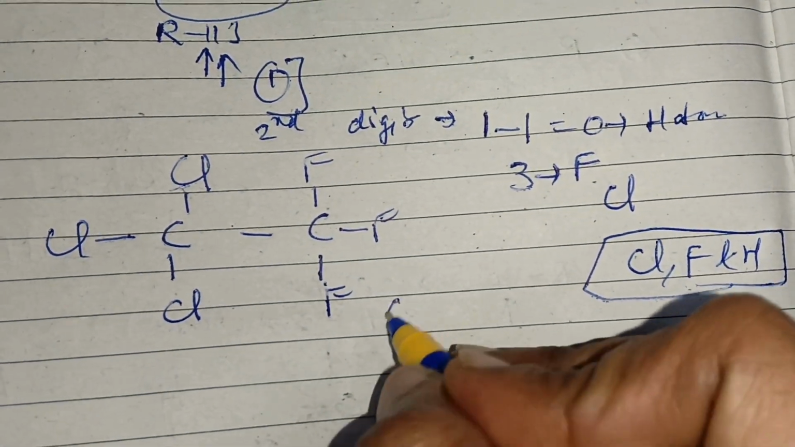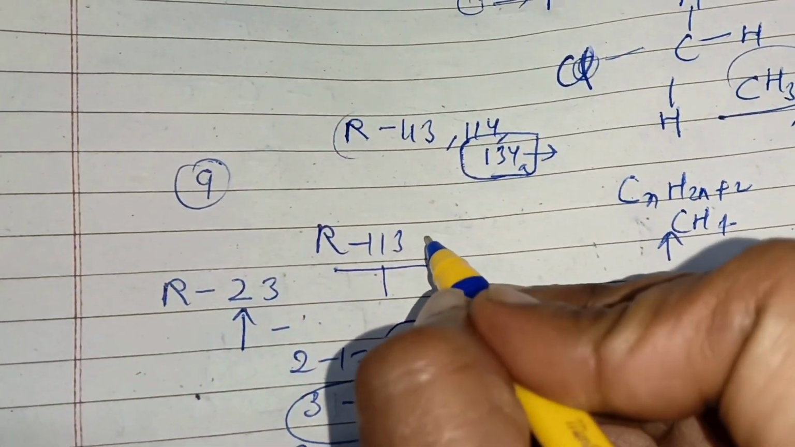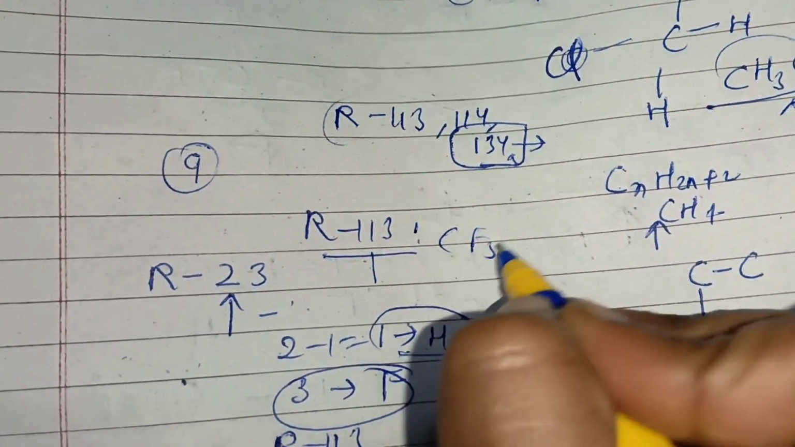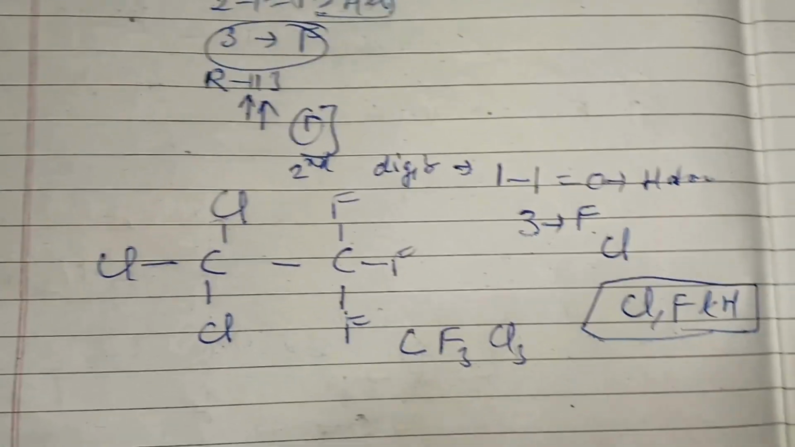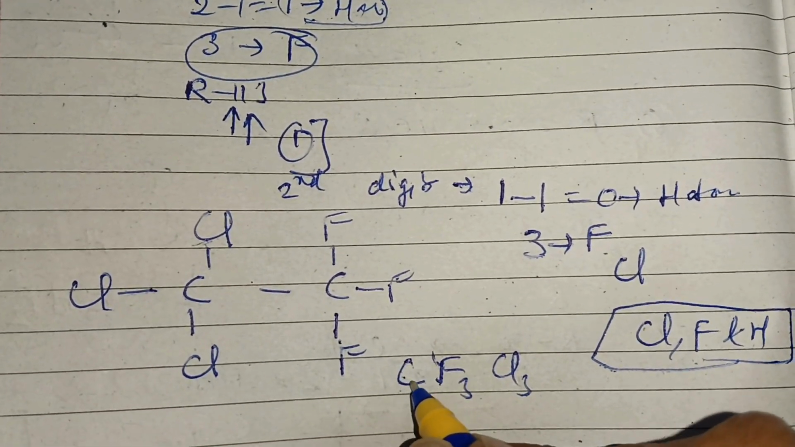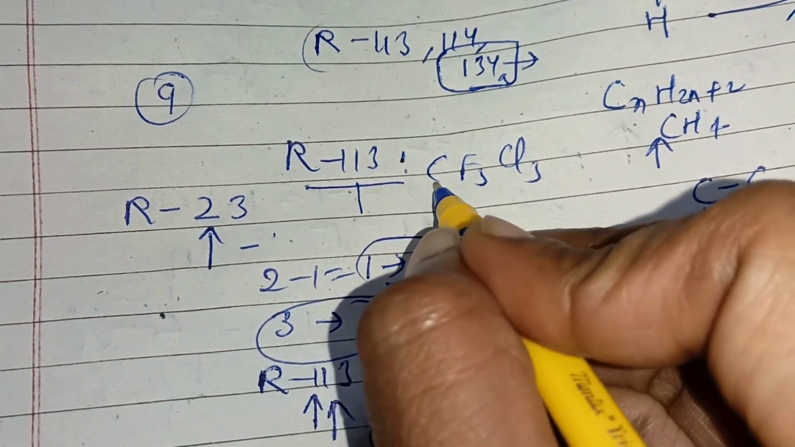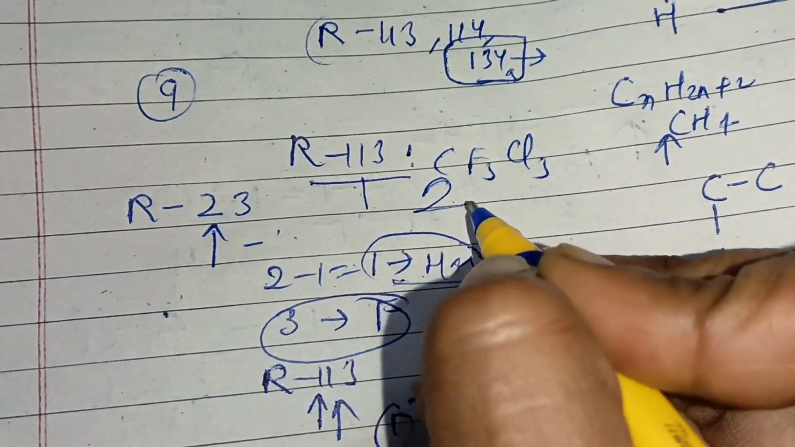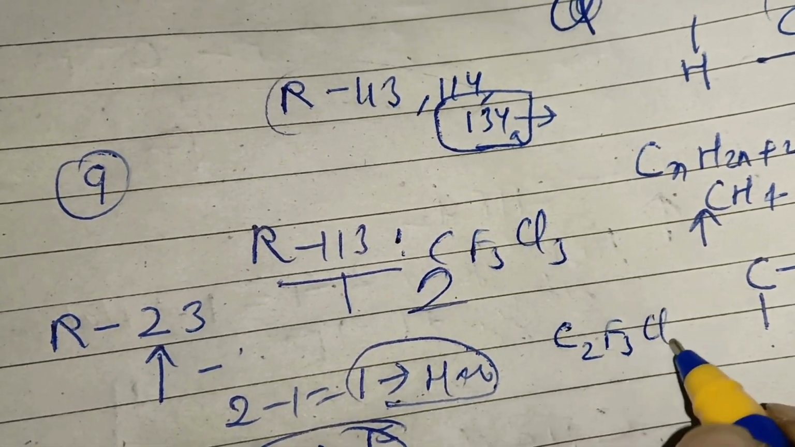So the formula, you see 3 fluorine and 3 chlorine. The formula for R113 is CF3Cl3. This is how you got the formula. Actually this is C2, don't get confused, there are 2 carbon atoms. C2F3Cl3. Now let's proceed to another ethane-based refrigerant.